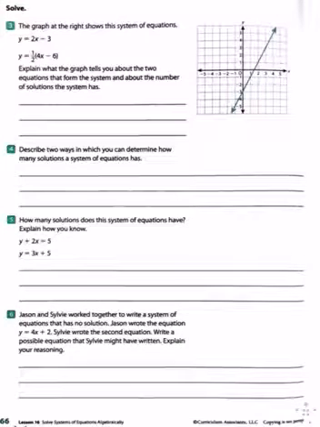Problem 3. The graph at the right shows this system of equations. Y equals 2x minus 3 and y equals 4x minus 6 over 2. Explain what the graph tells you about the two equations that form the system and about the number of solutions the system has. Well, since there is only one line shown on the graph, we know that this system has infinite solutions.